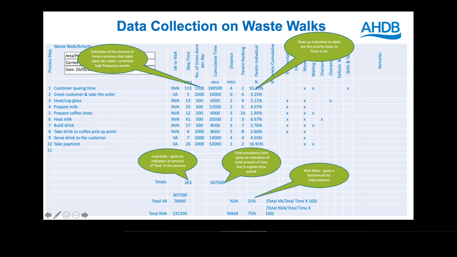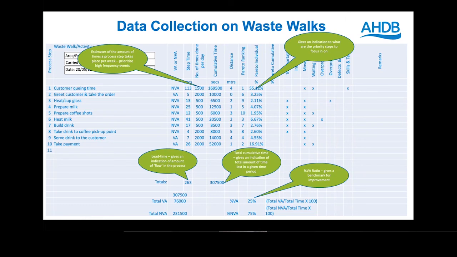So your value add ratio, you want the percentage of value add after the improvement to increase. So at the moment it's 25%. You'd like to see that increase by 5% after you've done the improvement. You want to see that go from 25% to 30% after you've carried out the improvement. So it gives you again a benchmark for measuring to see whether things have got better or worse when you've done the improvement.